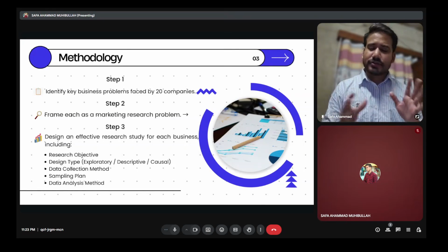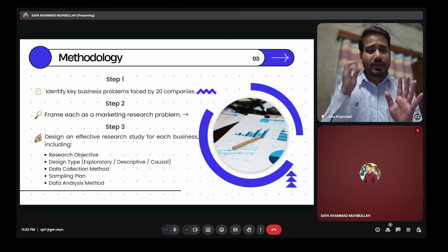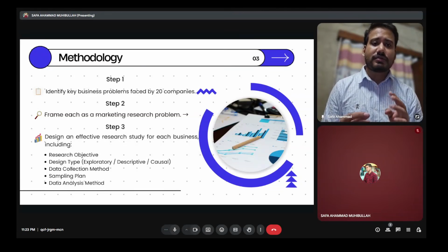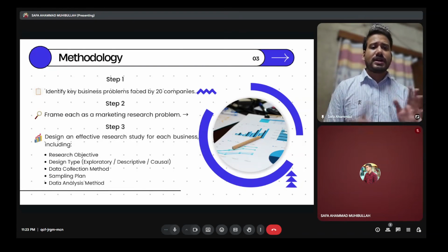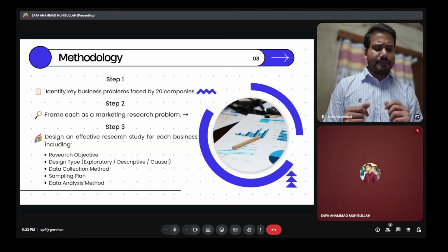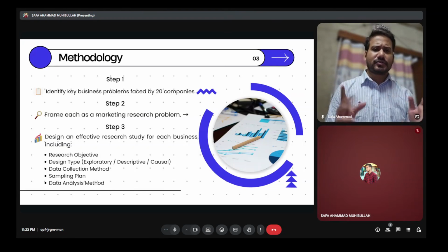In the methodology part I have actually gone through three steps. The first step was to identify 20 businesses and clearly describe their main problems. So I selected 20 businesses from different sectors like food, fashion, pharmacy, cosmetics, electronics, and also cafes, so that I can cover a variety of challenges.